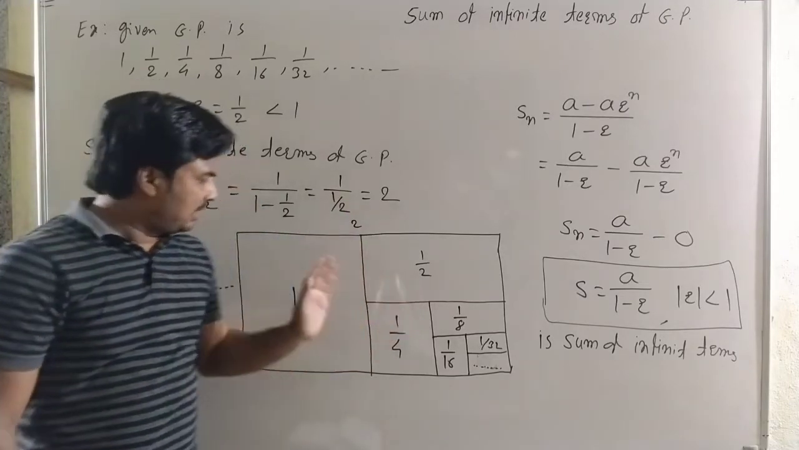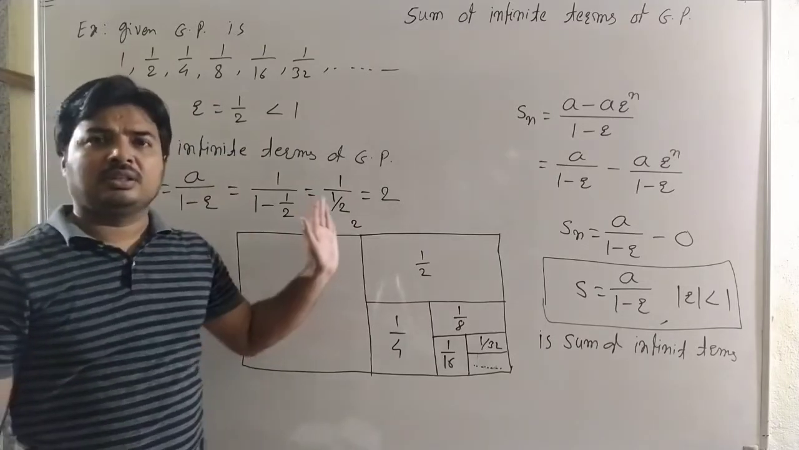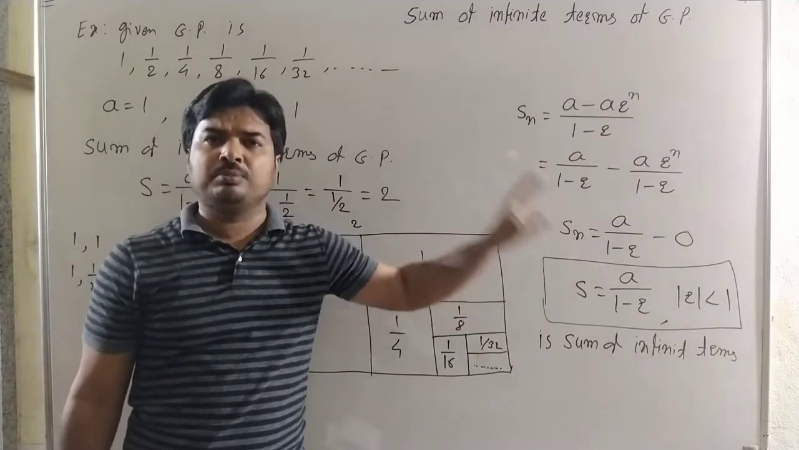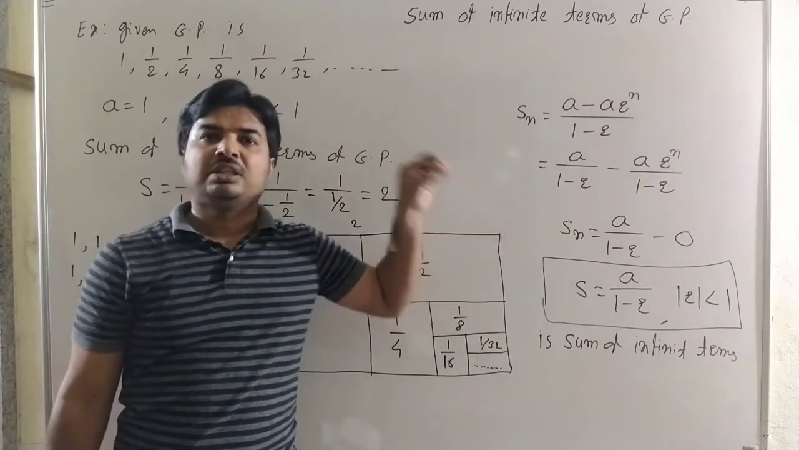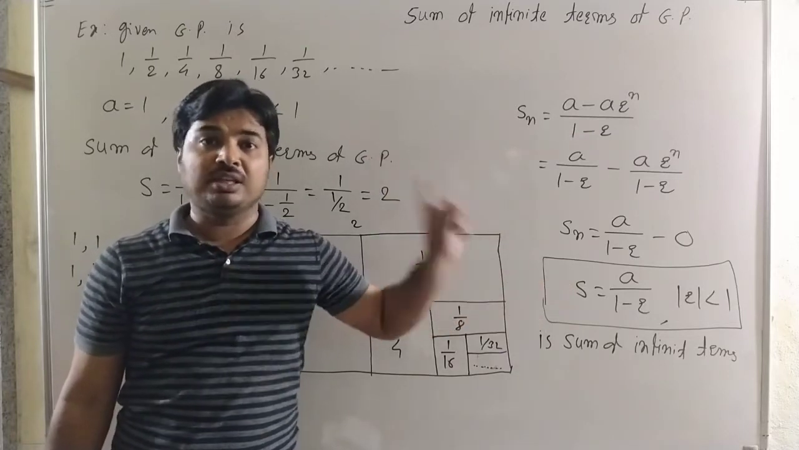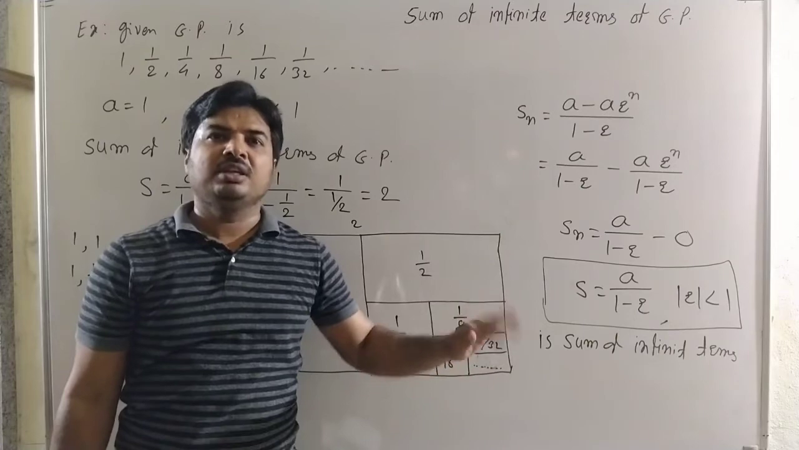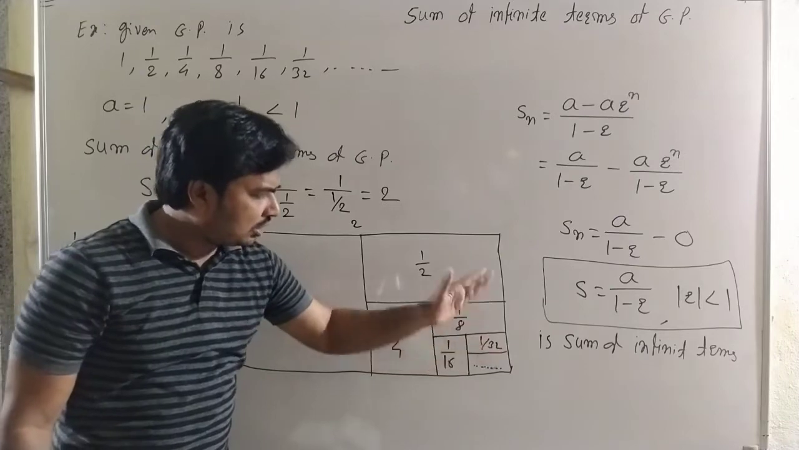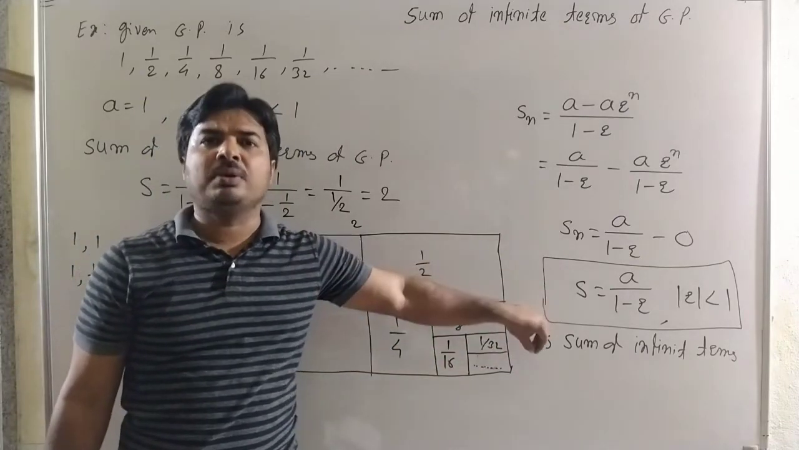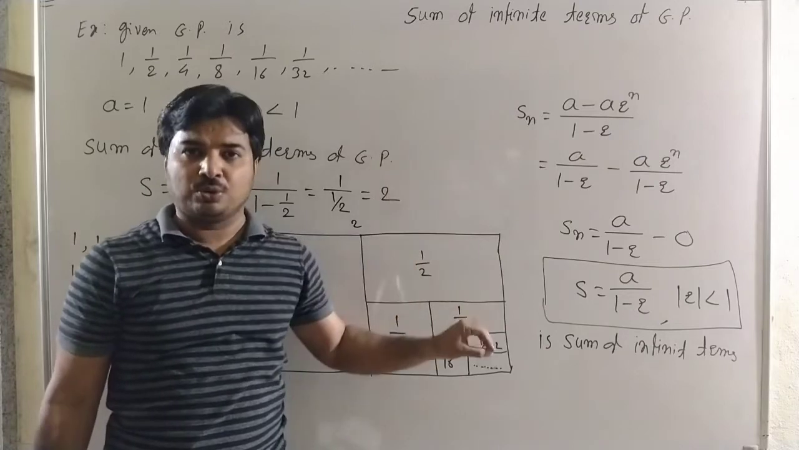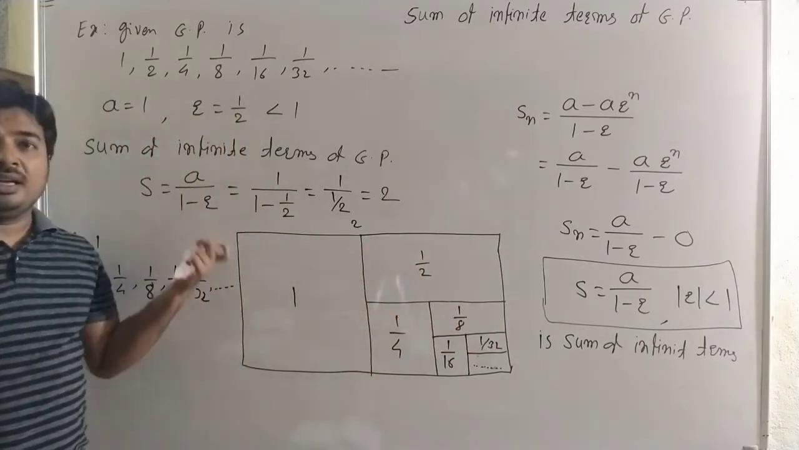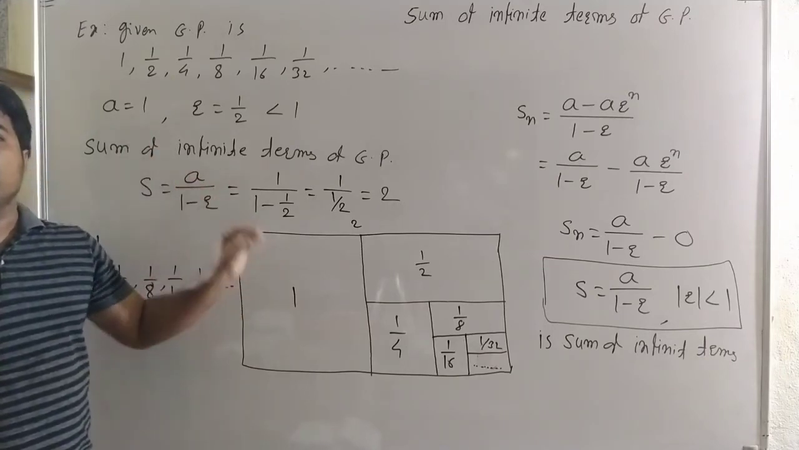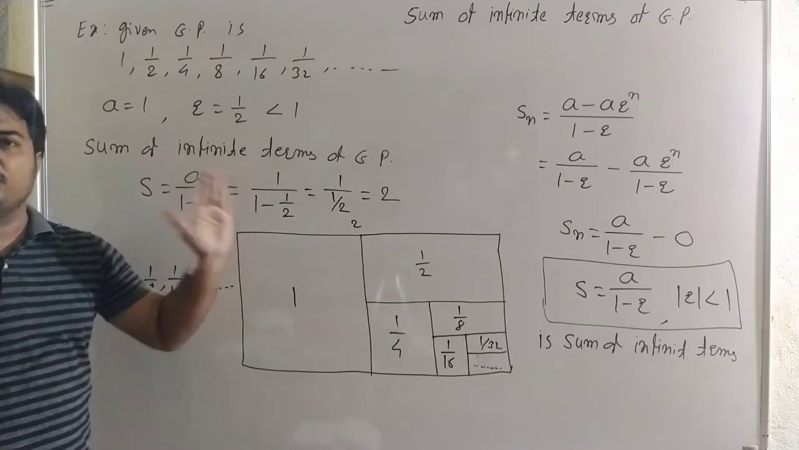But in a decreasing sequence, when we take the terms 1, 1 by 2, they are smaller, smaller, smaller, and the last term is negligible, that means 0. When n tends to infinity in a decreasing sequence, the last term tends to 0. That means the sum of the infinite terms only exists when a geometric progression is decreasing. That is a decreasing geometric progression.